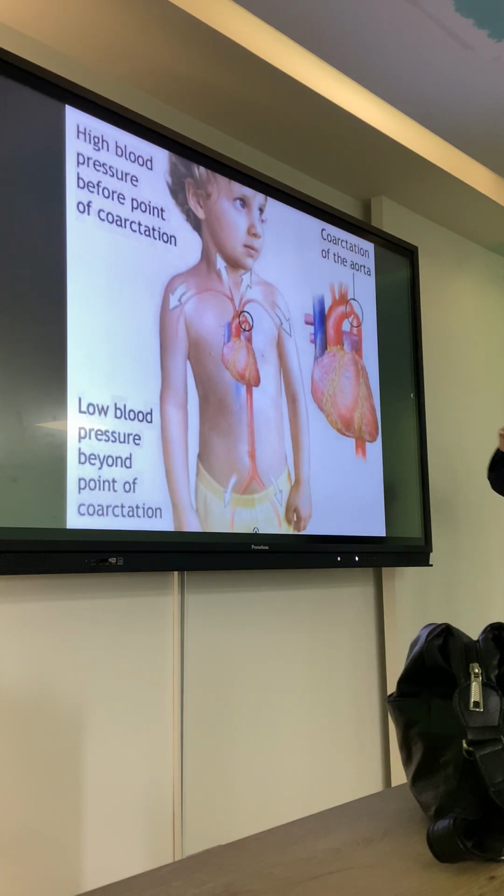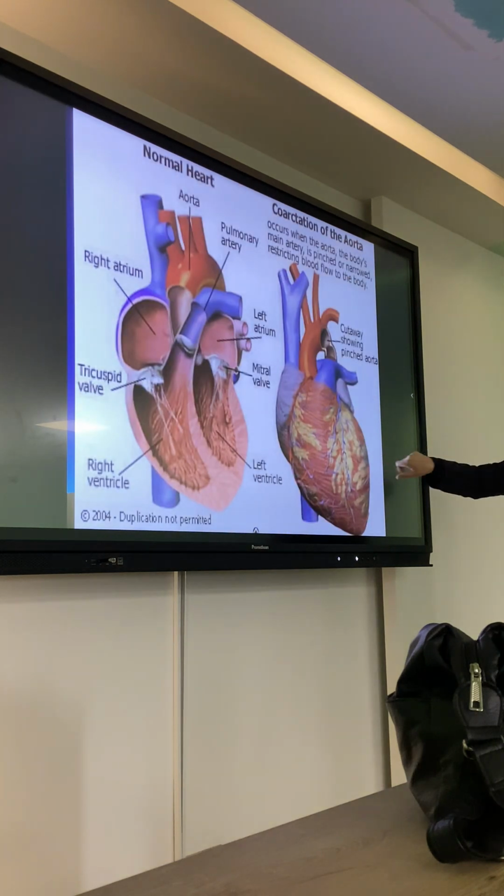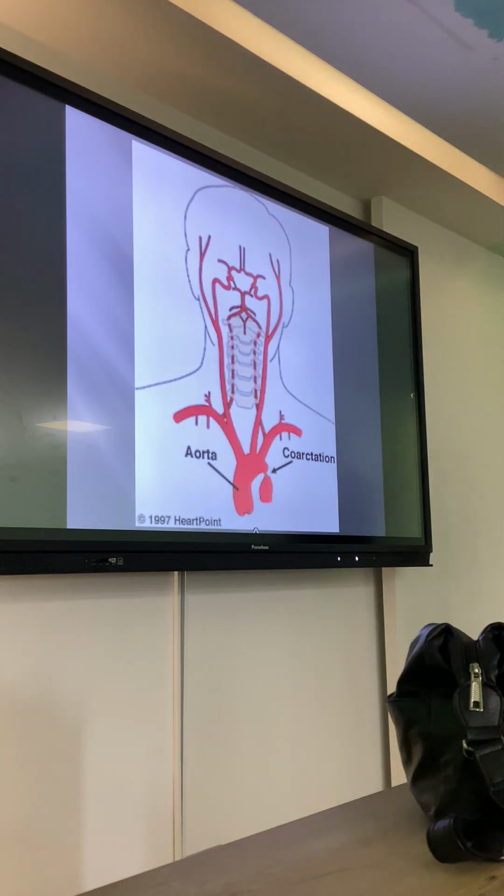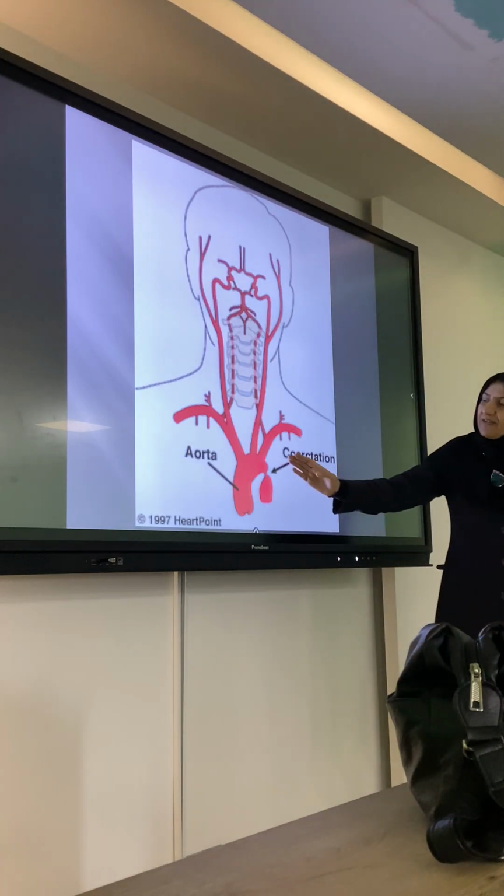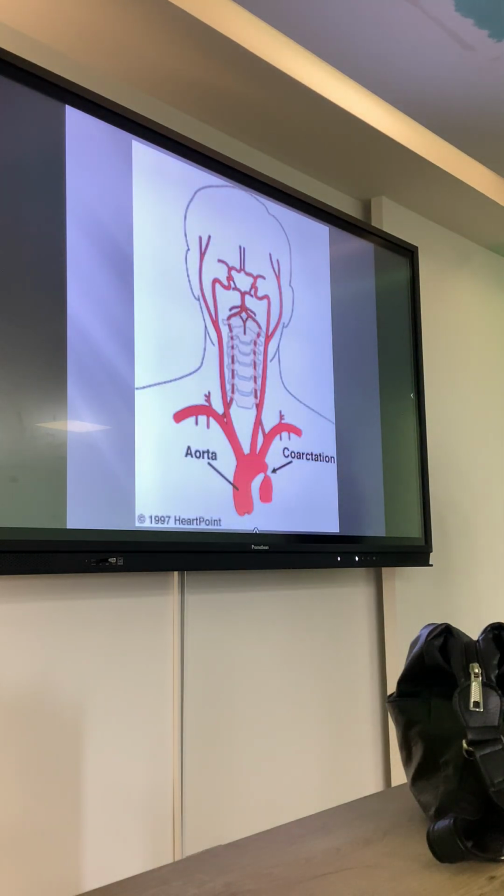You have a narrowing in the arch of aorta, and the pressure in the upper body is increased. What is your idea about the pressure in the limbs? It is decreased. Why? Because of the narrowing. Pay attention. I said we check blood pressure in four limbs for neonates. Why?